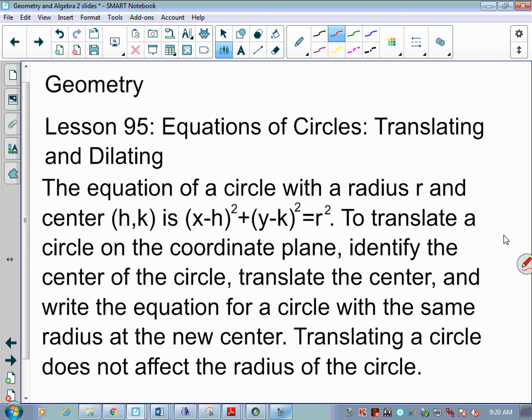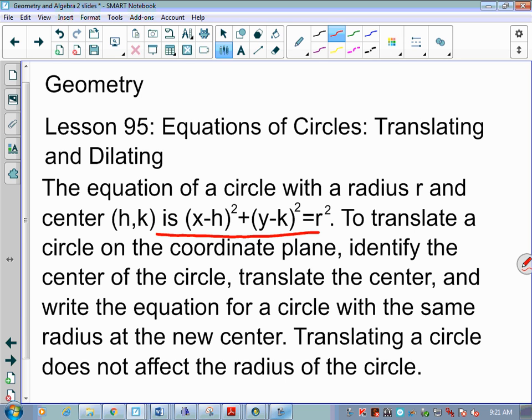Geometry lesson 95, equations of circles, translating and dilating. Basically what we're doing with this is we're taking that basic equation of a circle, which we see down here, right? And we should be familiar with, right? (x - h)² + (y - k)² = r², where h and k represent the center of the circle.